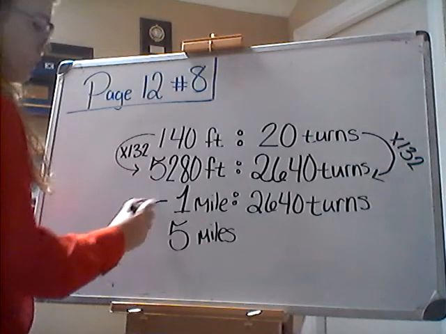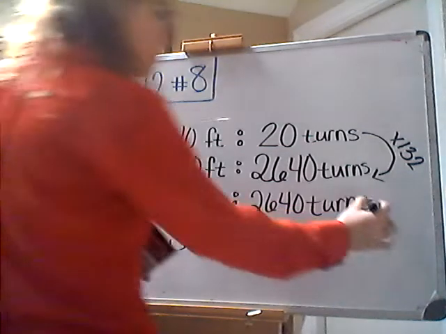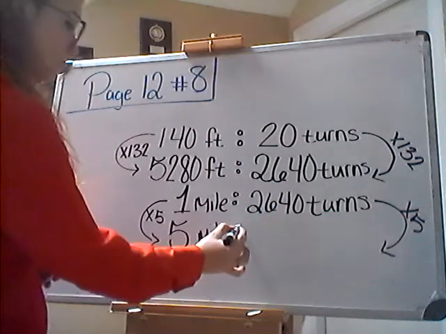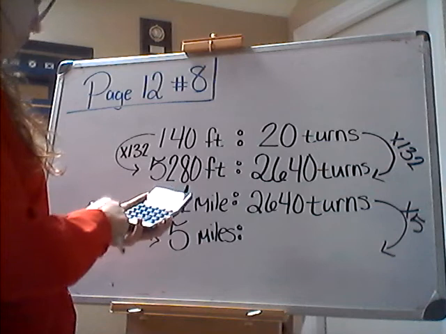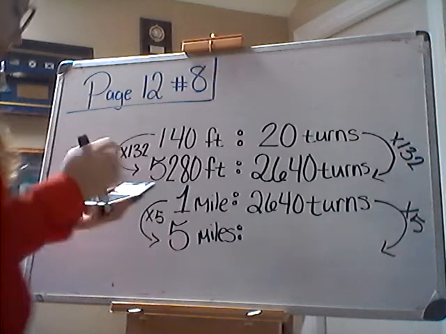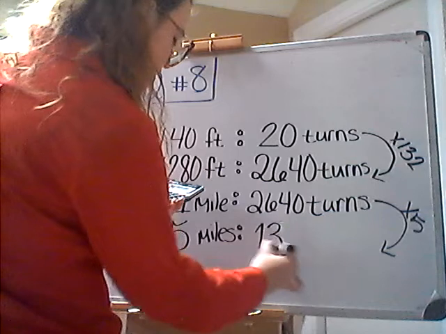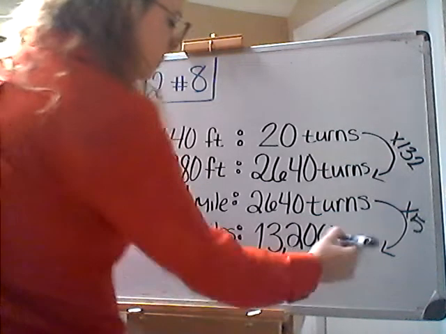So you have to take your 1 mile and do times 5 to get 5 miles. So you do times 5 over here. 2,640 times 5 is 13,200 turns.